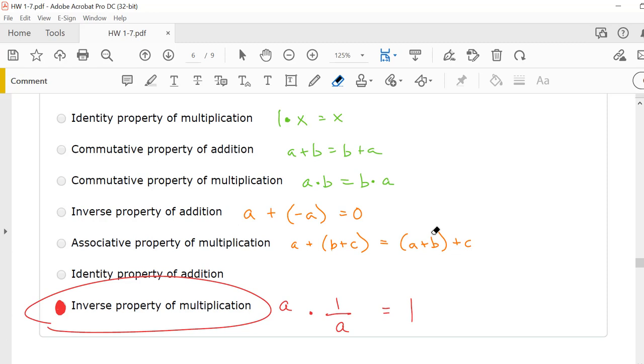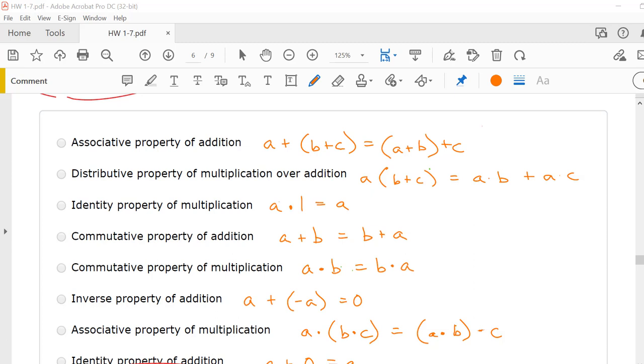Just so that you have them all written down, I went ahead and rewrote all of the rules. Associative property of addition is A plus B plus C equals A plus B plus C. Distributive property of multiplication over addition is A times B plus C is equal to AB plus AC. Identity property of multiplication is A times 1, that's the multiplicative identity, equals A. Commutative property of addition, A plus B equals B plus A.